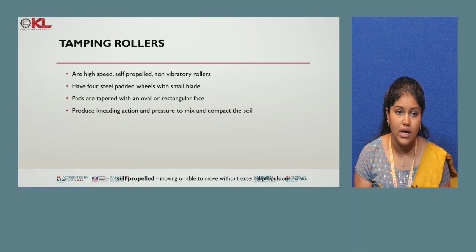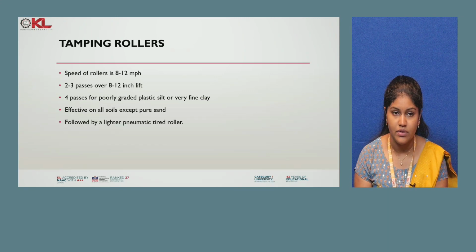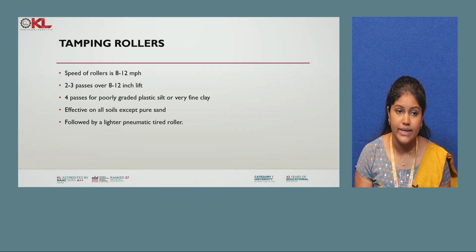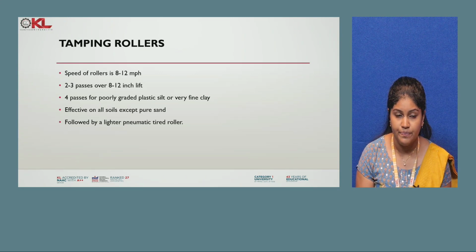Tamping rollers are high-speed, self-propelled, non-vibratory rollers. They have four steel-padded wheels with small blades. Pads are tamped with an oval or rectangular face. They produce kneading action and pressure to mix and compact the soil. So what is meant by tamping rollers? Here we can see the speed of the tamping rollers will be 1 to 12 mph. And 2 to 3 passes will give an 8 to 12 inch lift, and 4 passes for poorly graded soil.